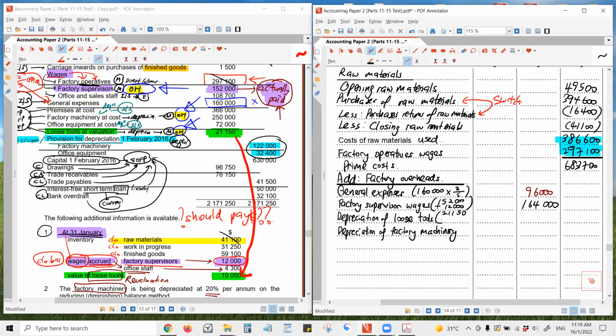So show the calculation. 21150 minus 19050. Okay, close bracket. 2100. Okay, so that's the depreciation for loose tools using revaluation method. Next one would be, okay, I think I have to remove certain numbers. It's getting crowded. So remove those that you have used. Just now I used the factory supervisor figure, right? Remove it.